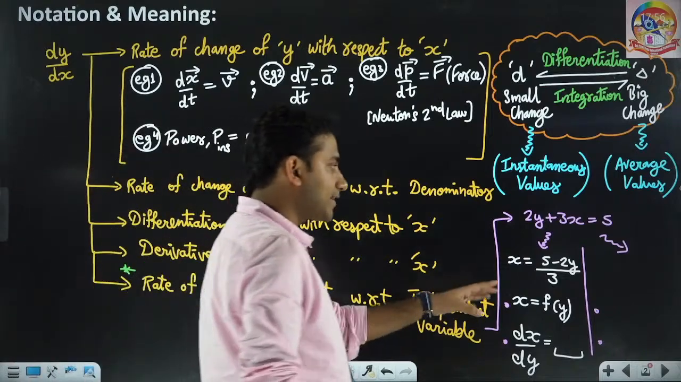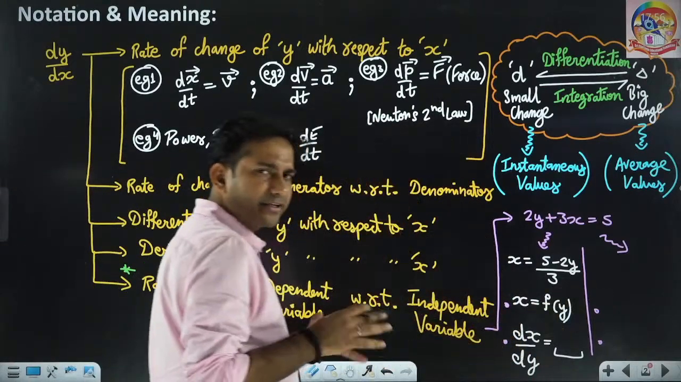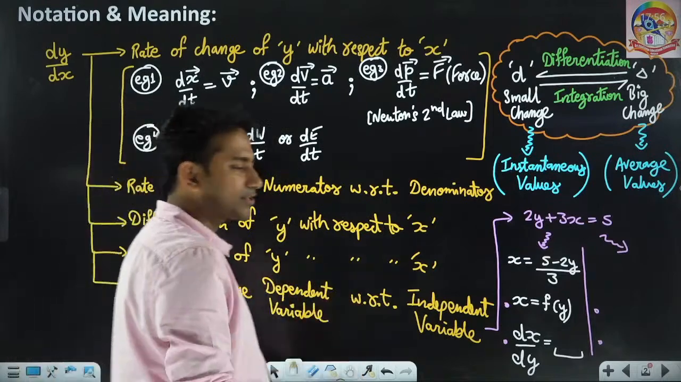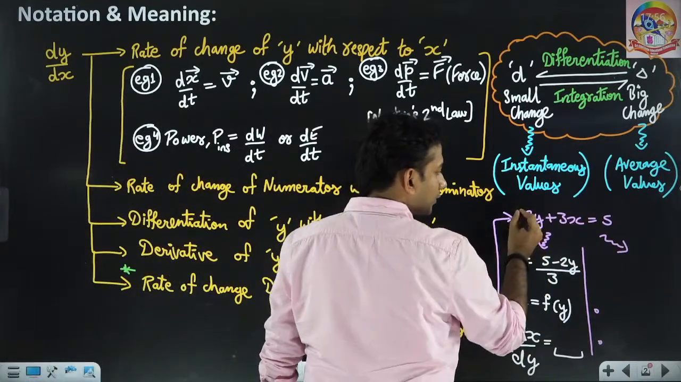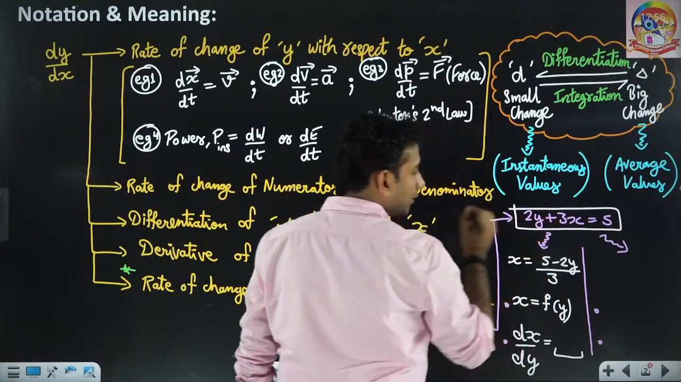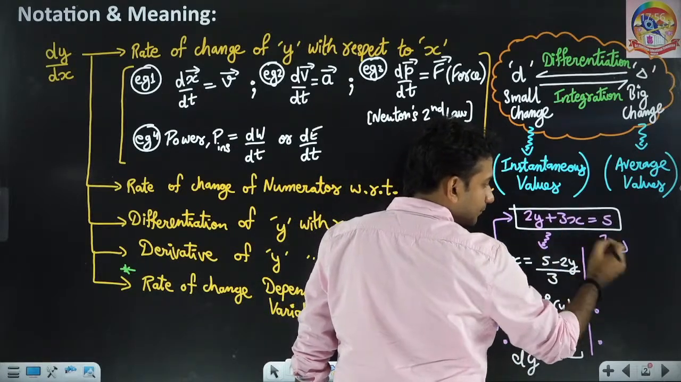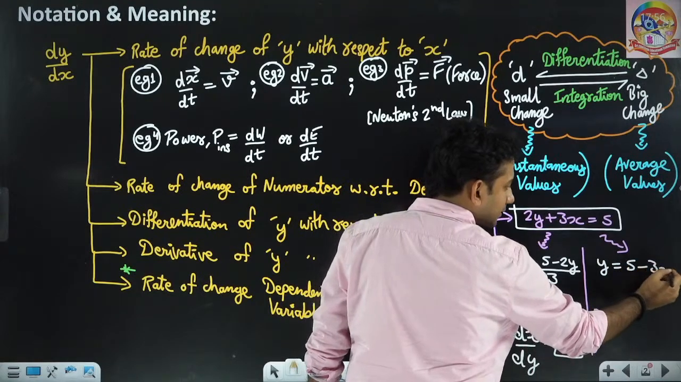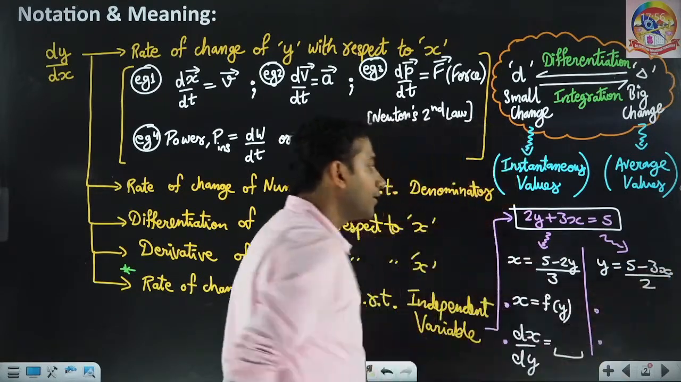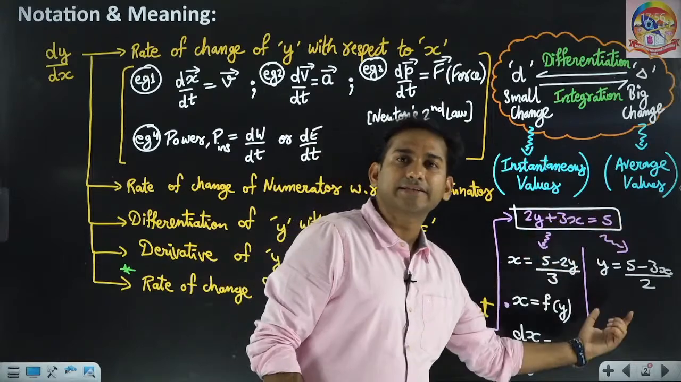Understood? For example, no sir, partially understood. Let's compare, we will understand it better. For the same straight line equation given to you, a few people can also express y in terms of x. They can write y is equal to (5 minus 3x) by 2.